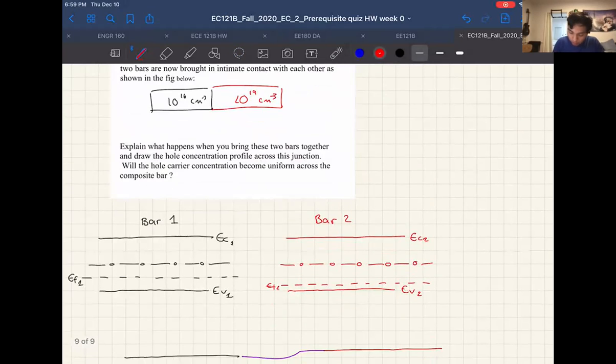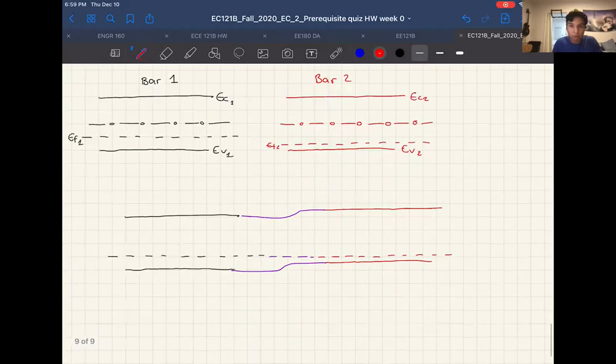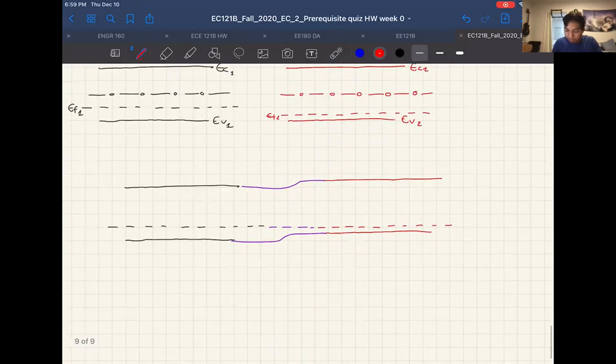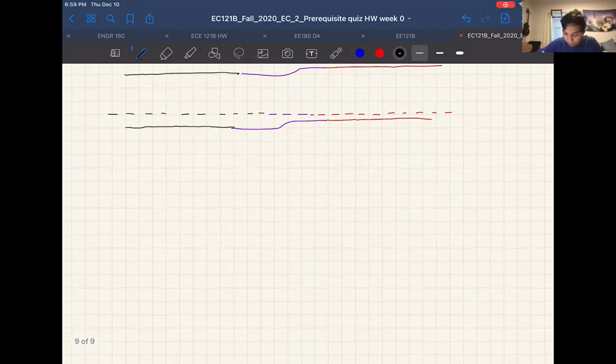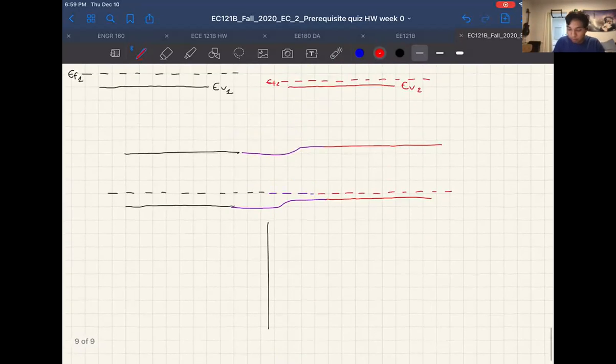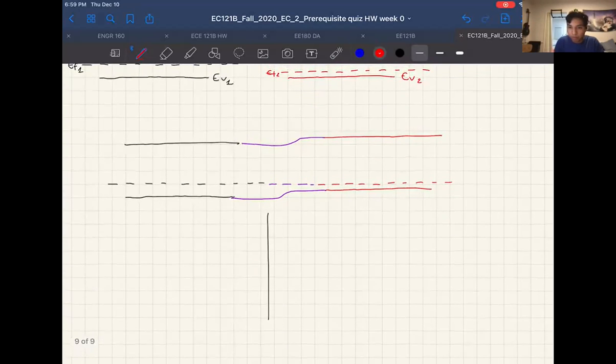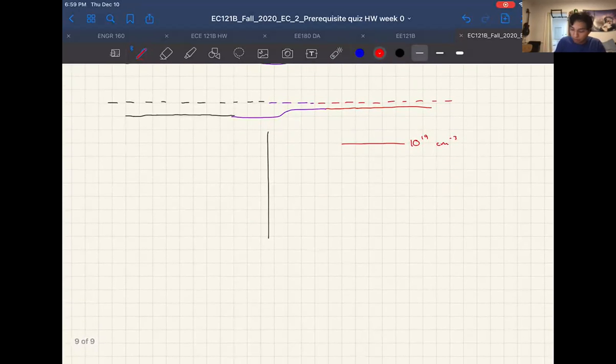They also ask you, will the hole carrier concentration become uniform across the composite bar? One good thing to do with this type of problem is, I like to think, when I'm super far away from the junction, what happens? Am I going to see any effect on the concentration of holes? I should not, right? So this should still be 10 to the 19 per centimeter cubed, and this should still be 10 to the 16 per centimeter cubed. So those two things have to stay true.